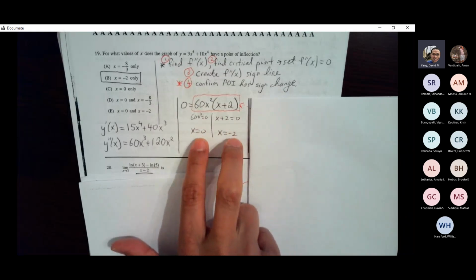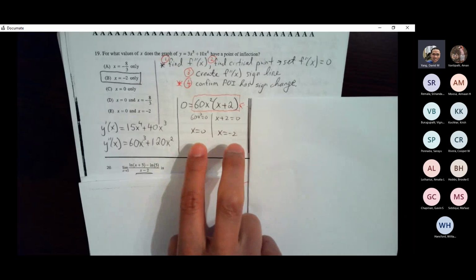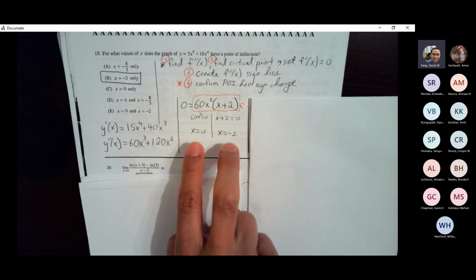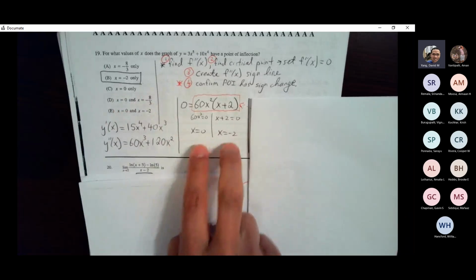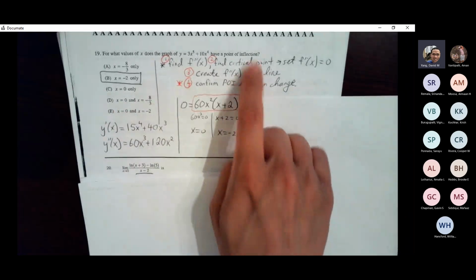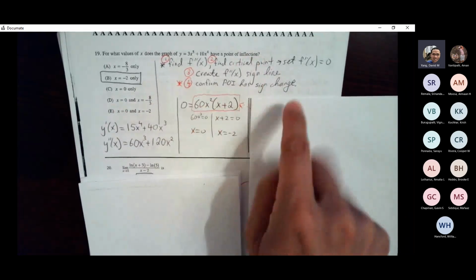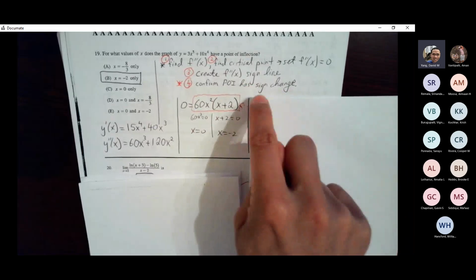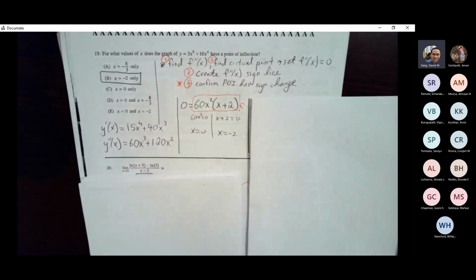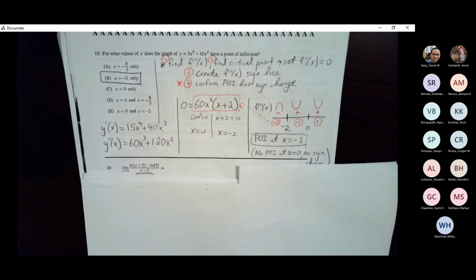Now these are potential points of inflection, but we've got to be careful that we don't just stop here and say, okay, I have my critical points and there's my answer. We haven't gone far enough. If we want to confirm there's a point of inflection, we still have to create a sign line and actually see that there's a sign change. All right, so we make a sign line for concavity.